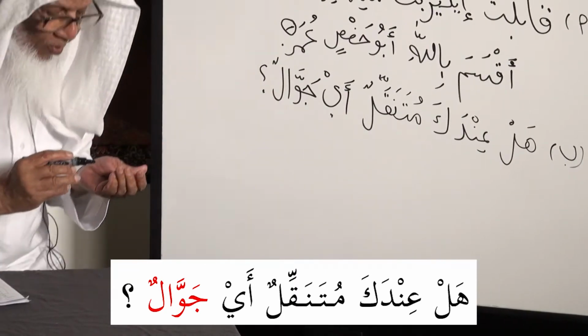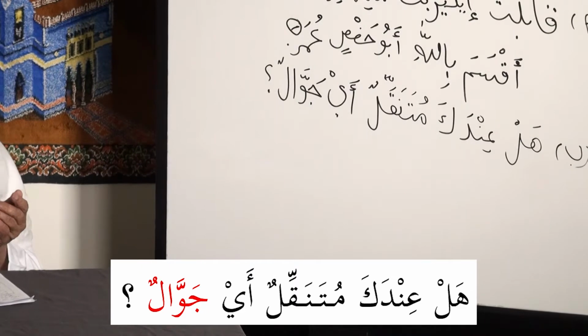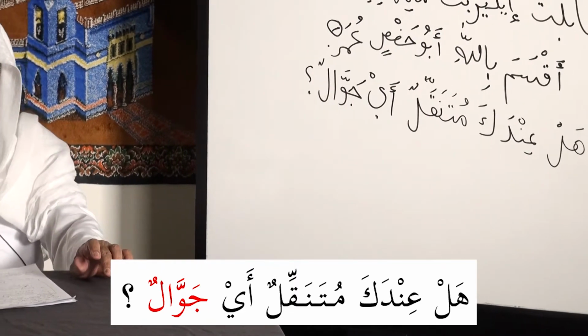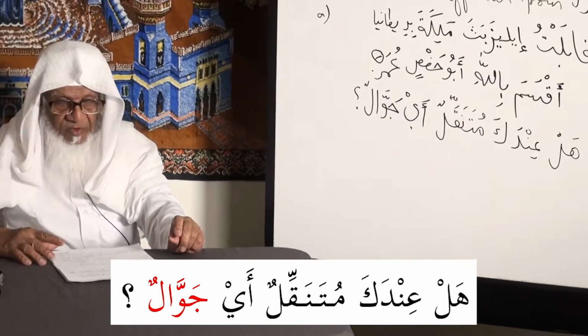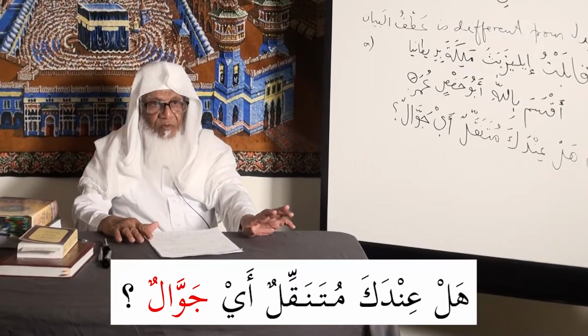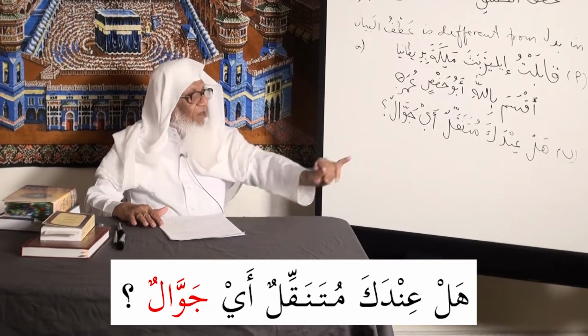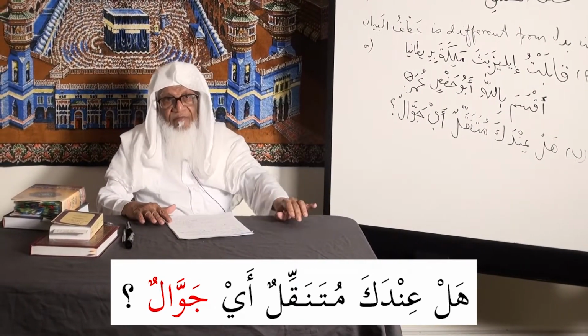In Saudi Arabia, everybody knows جَوَّال. جَالَ يَجُولُ, to move about. And جَوَّال is that which moves about very frequently. So that is the name given to mobile, Jawwal. So in Saudi Arabia this is clearer than mutanakkil.